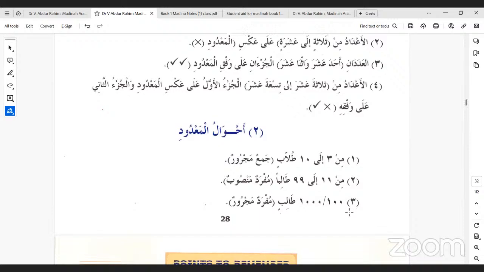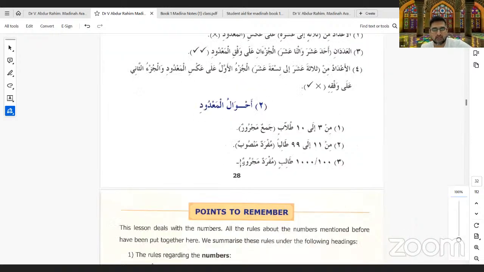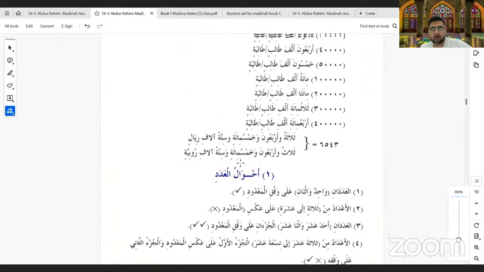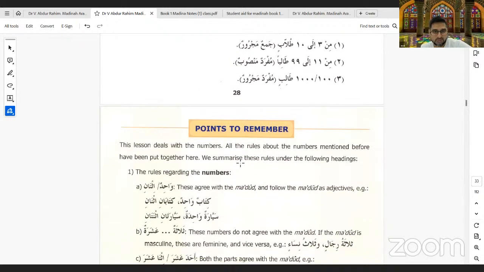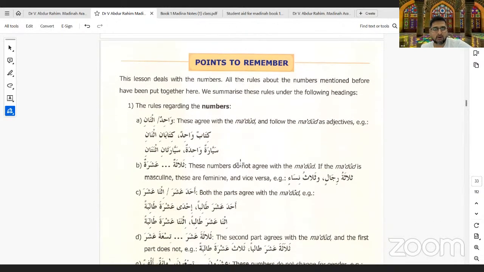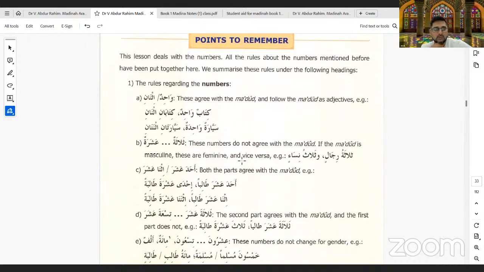Okay, and then from 100 to 1,000, the tamyiz will be mufrad and majroor. So it's basically putting everything in summary form. Don't worry about this, I'm not going to test you on this. I just need you to know the counting. If someone gave you a number, 2,000, 3,000, 4,000, that's it. I don't want you to be an expert in numbers. Let's read the points to remember, and then inshallah we'll move on. Sister Sabira, go ahead, read this, please. It'll be easier for you.